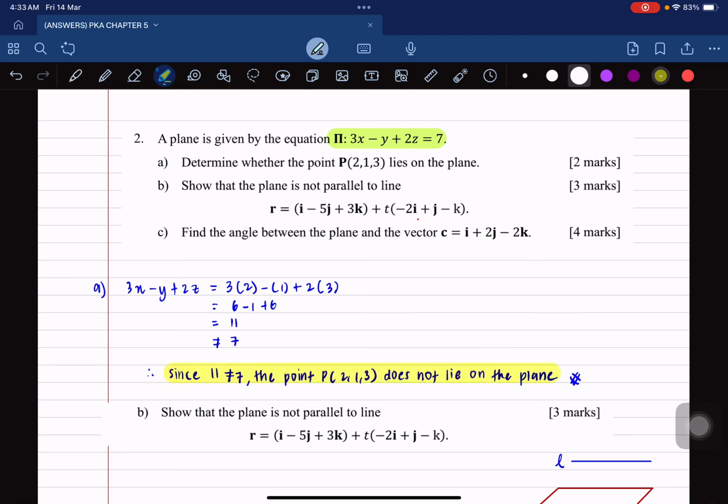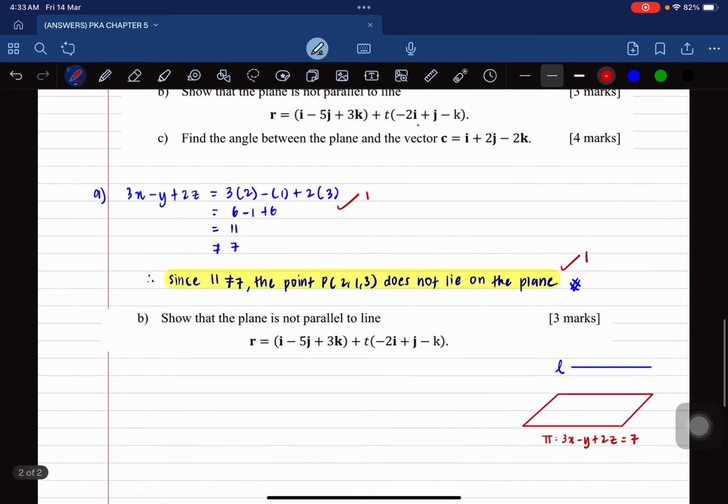Alright, so we have 2 marks. The first mark is for this, substituting the point into our equation of the plane, and the last one would be this one, the conclusion that you made for this question. Okay, so let's move on to part B.